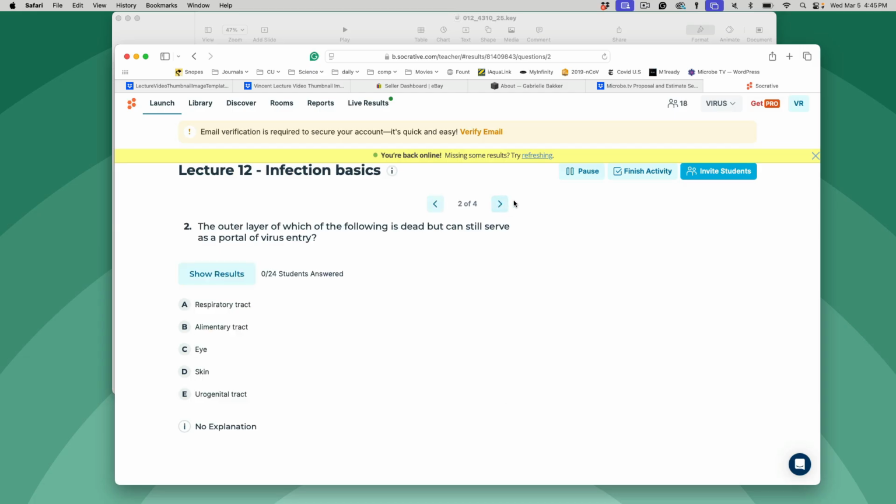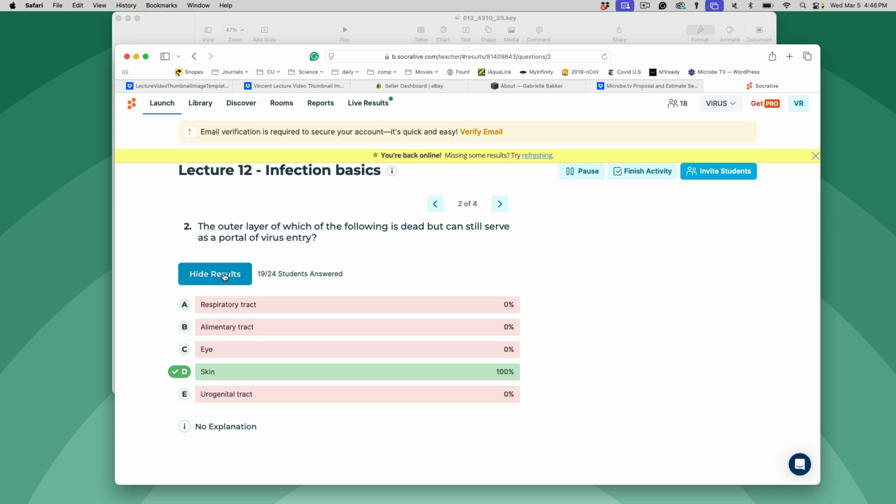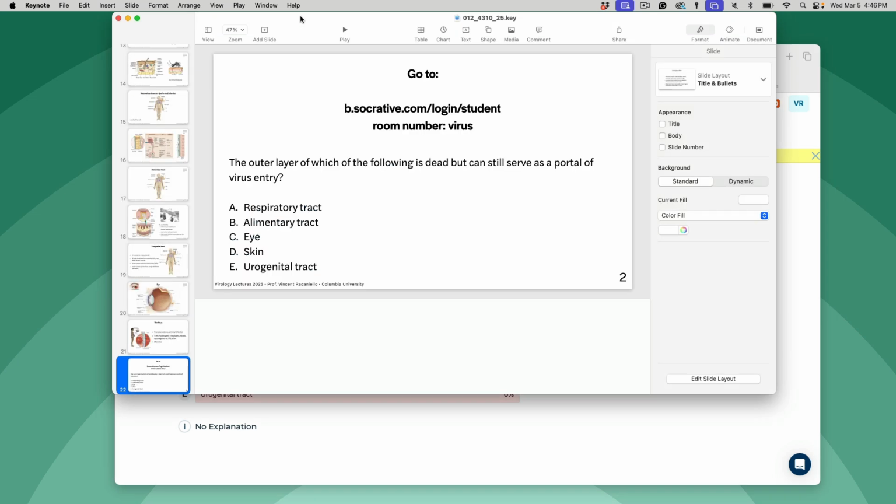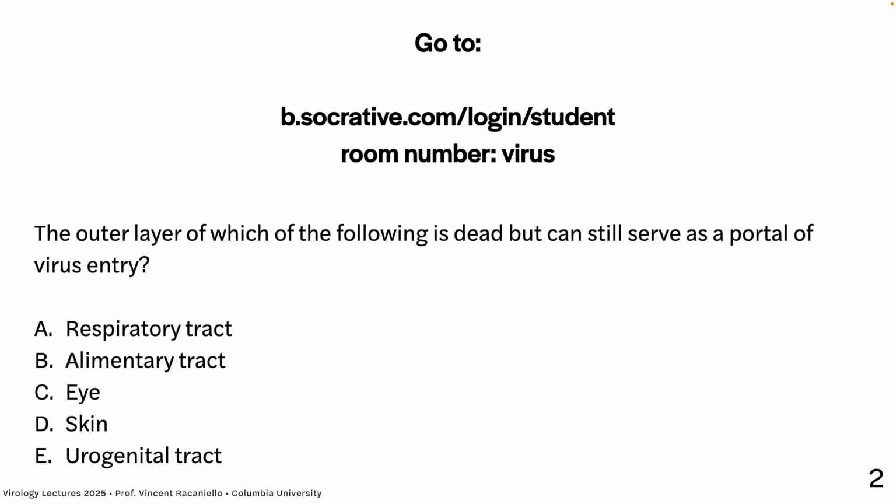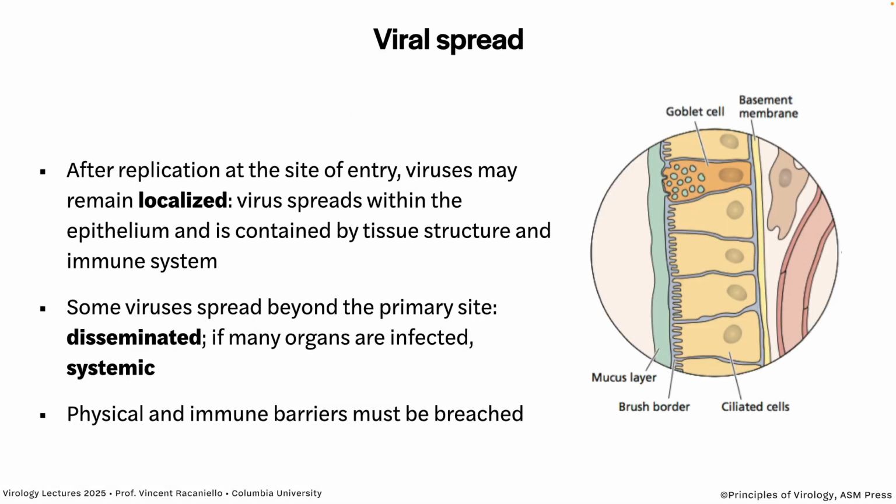Next question is, the outer layer of which of the following is dead but can still serve as a portal of virus entry? Respiratory tract, alimentary tract, eye, skin, urogenital tract. All right, let's have a look here. Yep, 100% skin. Good. Skin, the outer layer, is dead. None of these other things are dead, of course. Fortunately for you and us.